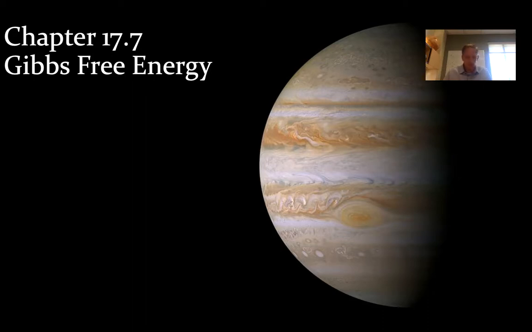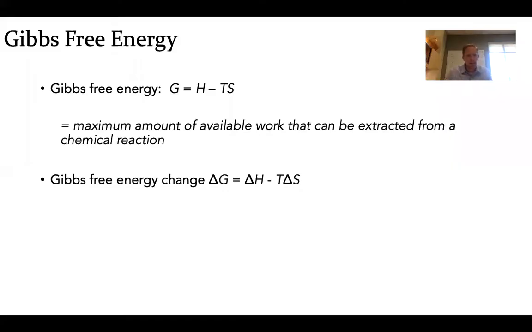And so there's a more convenient approach that we can use to determine whether a reaction will be spontaneous in the forward or the reverse direction. And that is using this state function known as the Gibbs free energy. The Gibbs free energy is written as G equals H minus TS, where H is our enthalpy and S is our entropy. And one definition of it is the maximum amount of work that can be extracted from a chemical reaction. This is really where it gets its name of free energy.